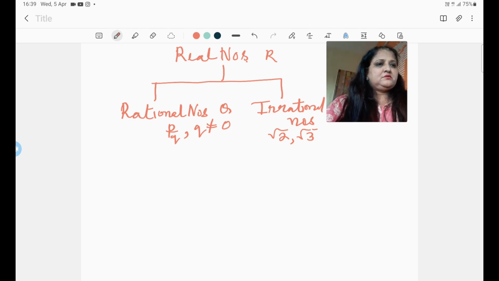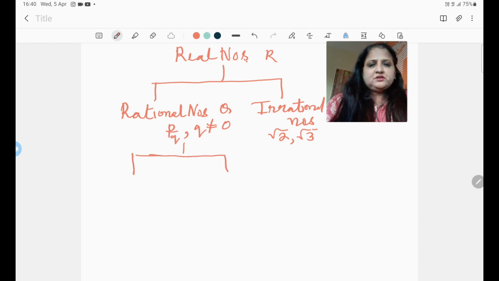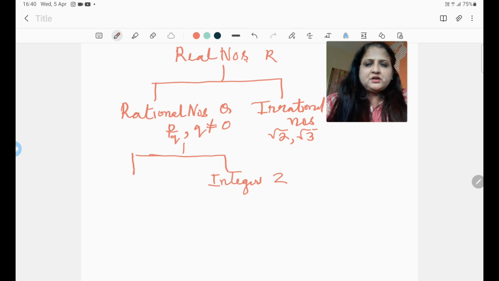Now, as I proceed with the flow chart, how are rational numbers divided further? We are making the flow chart, right? Rational numbers are further divided into two subdivisions: integers, which are denoted by Z or I, and non-integer rational numbers. Non-integer rational numbers means the numbers which are in the form of p by q.